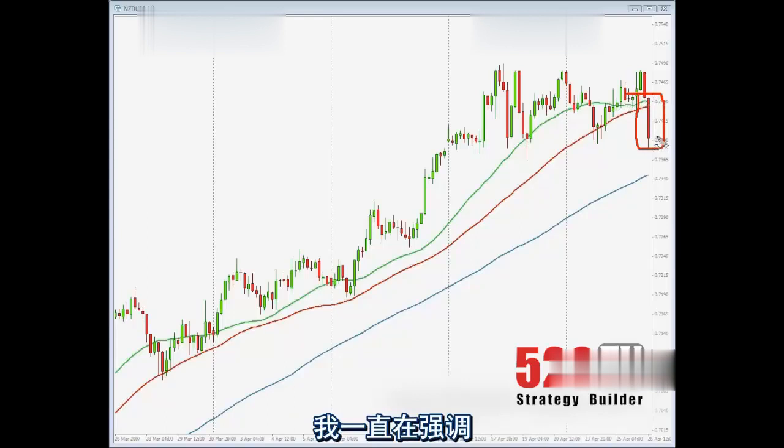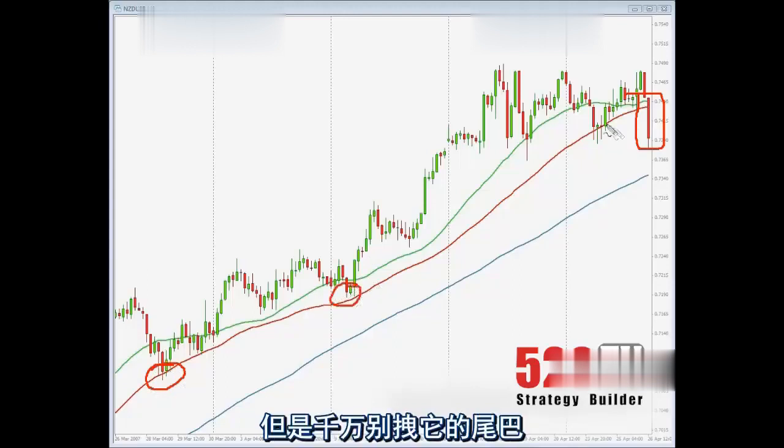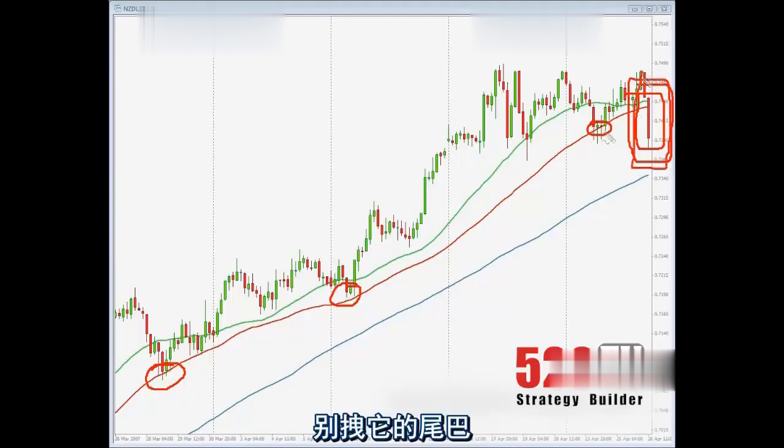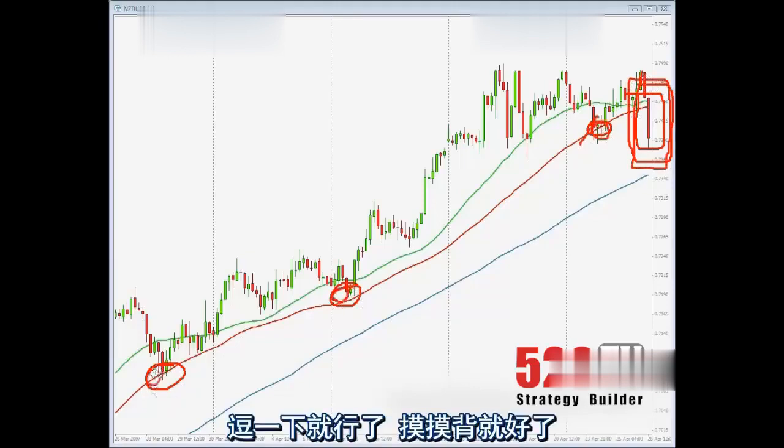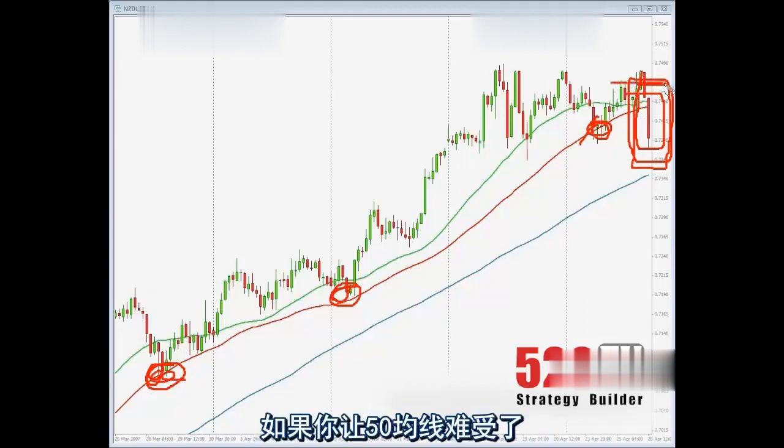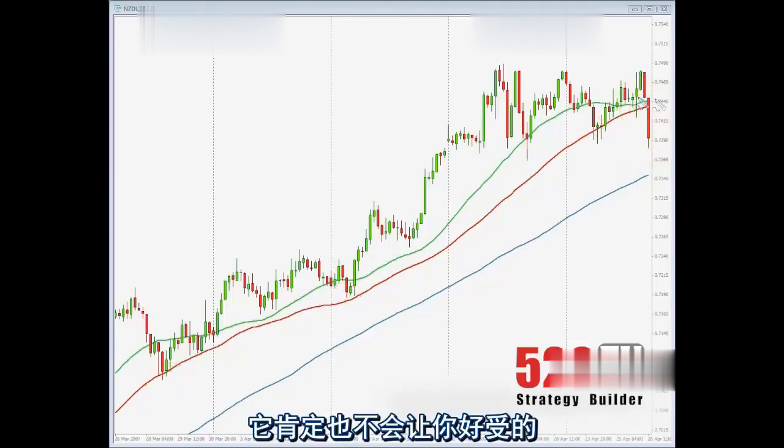Remember, I always say that the 50 simple moving average is like a cat. If you keep messing with a cat, if you keep pulling its tail and teasing him, sooner or later he's going to scratch you back. While the 50 simple moving average is something like that. You can cuddle the 50, but you don't want to pull its tail, because you will get scratched. Don't pull its tail, cuddle its back. That's all right, no worries there. But if you get rough with the 50, it will get rough at you.